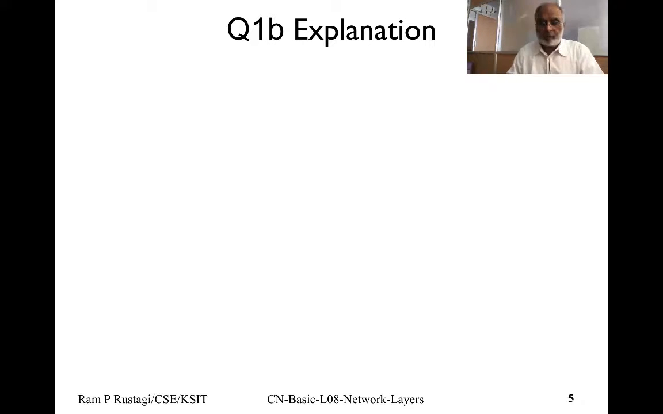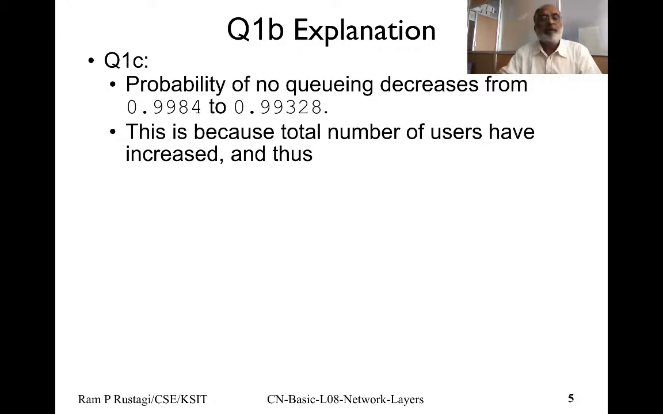So let's look at it. The probability of no queuing has decreased from 0.9984 to 0.9938. Why has this occurred?